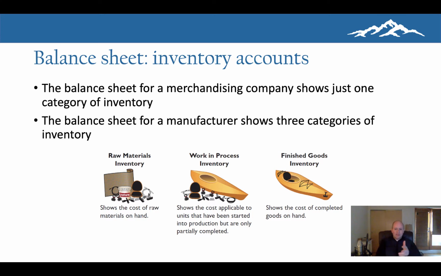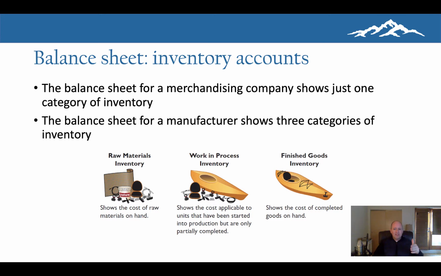Work in process inventory are units that have been started but aren't finished, right? So if you look at the picture here, you'll see on raw materials, it's all the stuff you need to build a boat. I guess. Seems like you need more to build a boat. I don't know. I've never built a boat. Work in process, you see there's the start of a boat but is not done.